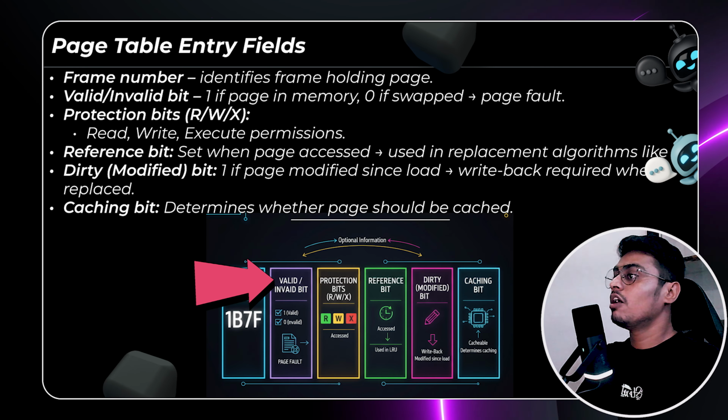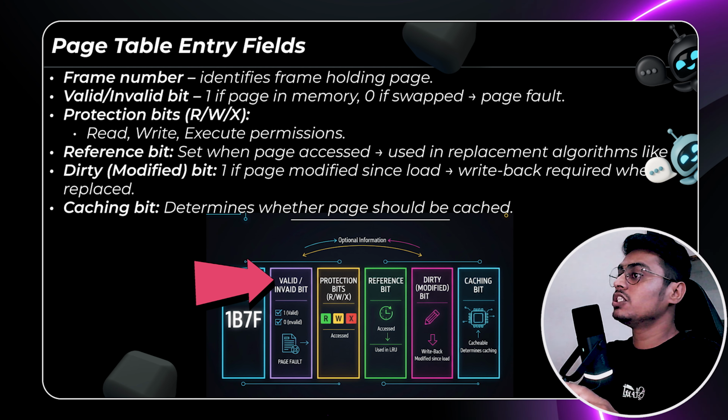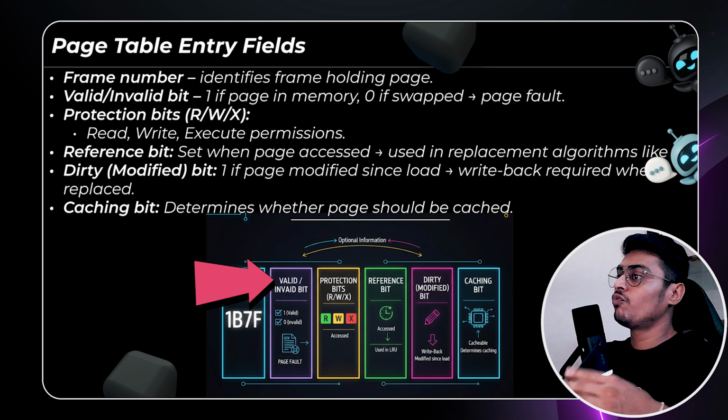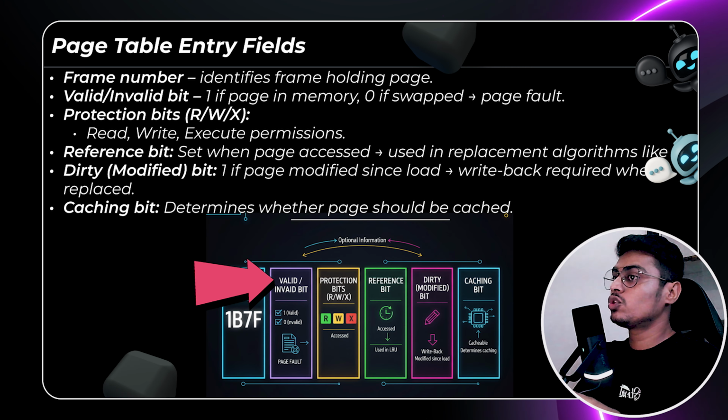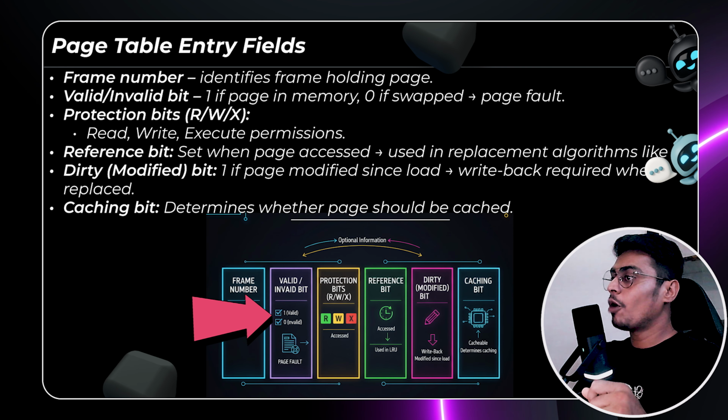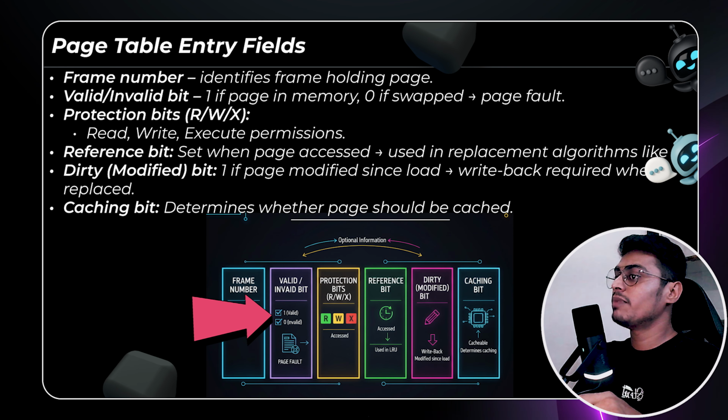Now the next is the valid or invalid bit. This bit indicates whether the page is currently present in main memory or not. Why would a page not be present? This relates to the virtual memory concept. Since main memory is limited, the operating system sometimes moves pages to secondary storage to make room for other pages. When the CPU tries to access a page that has been swapped out, this bit will be 0, invalid. We call it a page fault. The operating system then needs to bring the page back from secondary storage before the access can proceed.